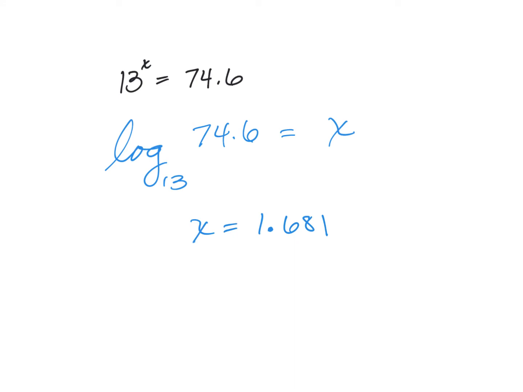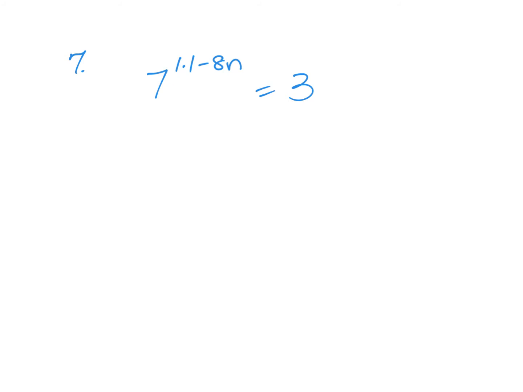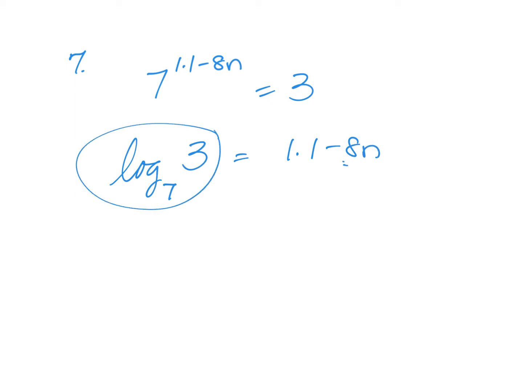Okay? So in number 7, we also have the variable in the exponent. We still do the same thing. Log base 7 of 3 equals 1.1 minus 8n. So we put this in our calculators, and then we leave the n alone. We turn that into a decimal to 3 decimal places, and then we just methodically leave the n alone. So tell me what you get.